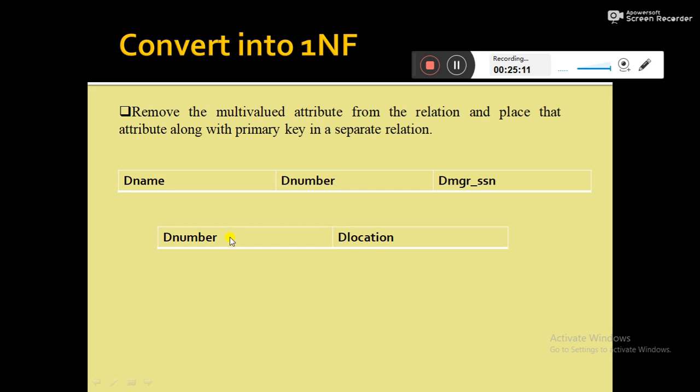So the original relation was department. Now the original relation department is broken into two sub relations. One consists of D name, department number, DMGRSSN, and another relation is D number and D location. So that is how we can convert any relation into 1NF.